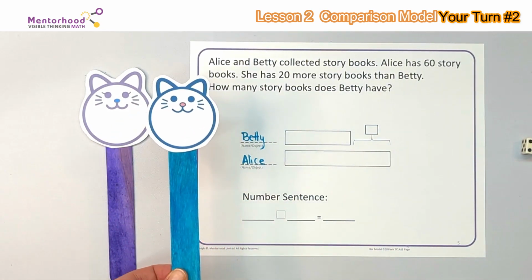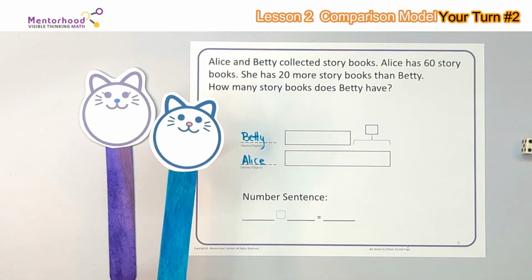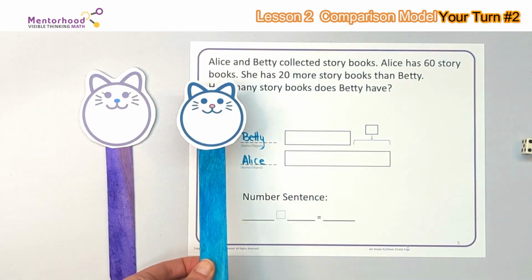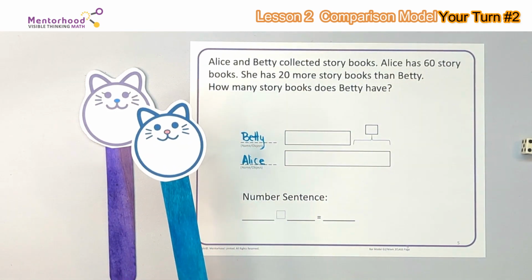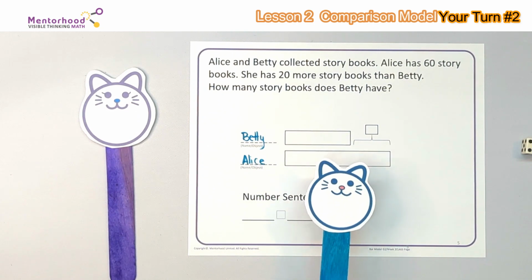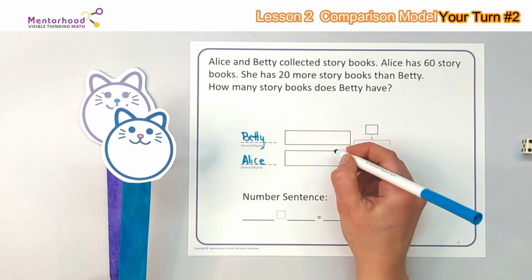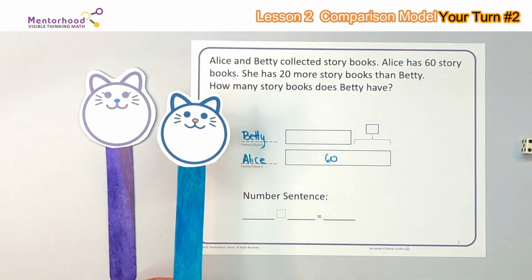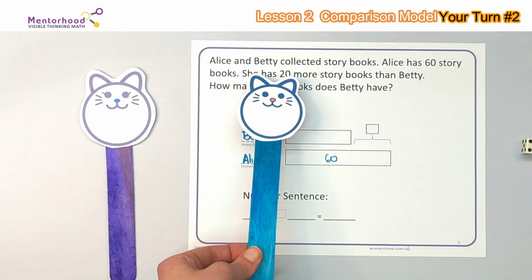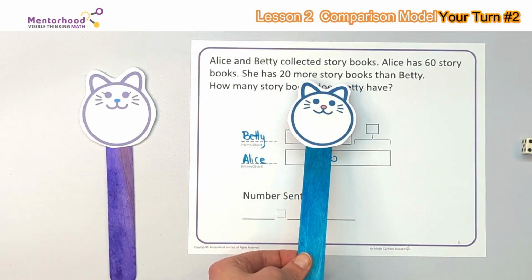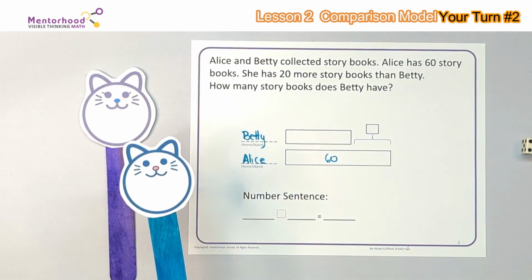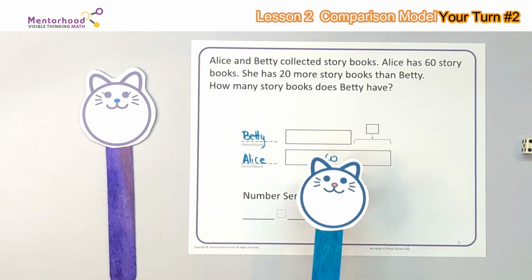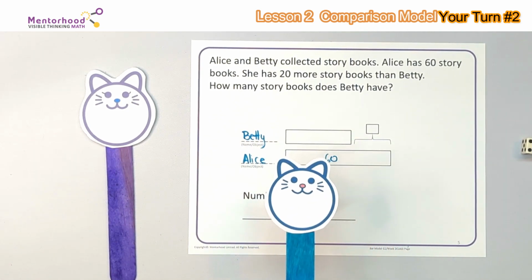Now, what information do I know in the question? Where can I fill in some numbers? Alice has 60 storybooks. Where do I put that? In Alice's box, that's right. What other numbers do I see? She has 20 more storybooks than Betty. Is that going to go in Betty's box or in the gap between them? The gap between them, that's right.